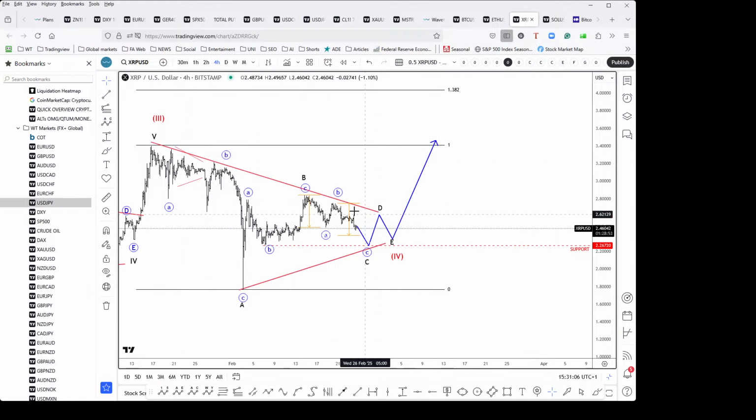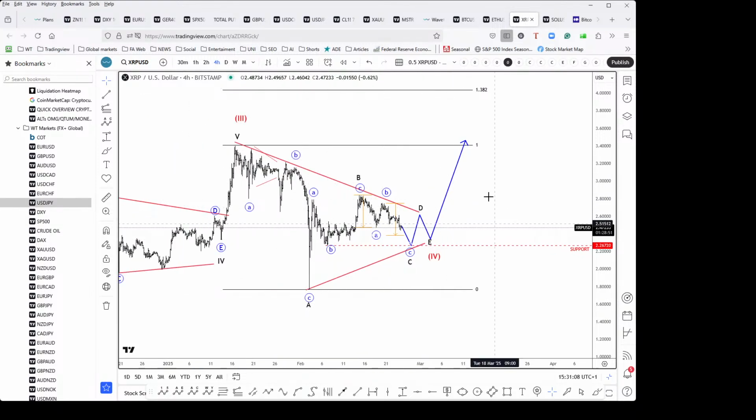And by the way, we are still just in the middle of this potential ongoing ABCDE triangle, but there can be some very nice support around these levels dating back from February 7th. So that's around 2.26 cents. So this is quite interesting for potential stabilization, maybe still this week.